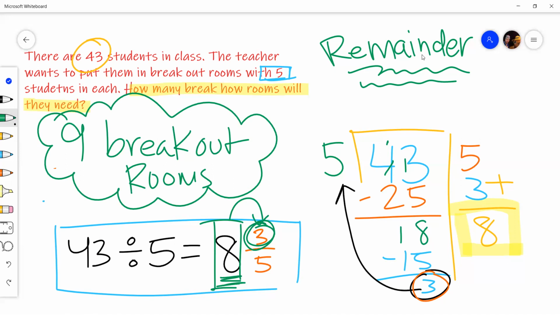So that makes a total of 9 breakout rooms that we'll need. Okay, so that's what this is all about. It's a fun thing to really think about when you get done. It's like step one, do the math and get your number, right? Get your remainder, get your mixed number. And then step two, go back and say, okay, what does this mean? What does it mean? So let's continue to play this game.